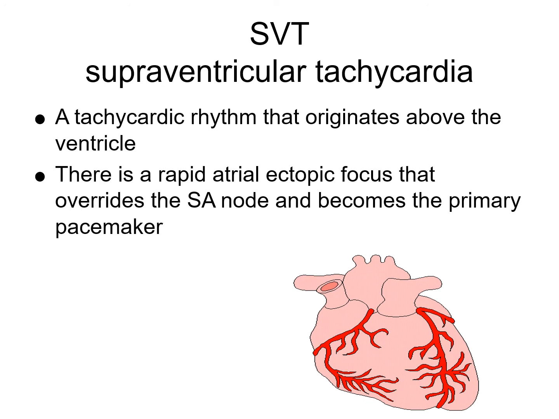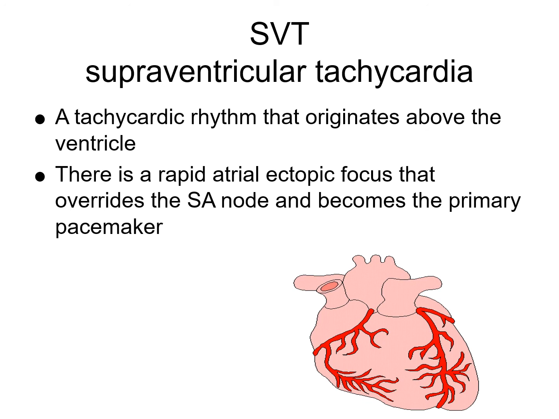SVT, supraventricular tachycardia. That's a tachycardia that originates above the ventricles. There's a rapid atrial ectopic focus that overrides the SA node and becomes the primary pacemaker. So the SA node's not in charge, something else is, but it is above the ventricles, so supraventricular. It does not originate from the SA node. The P waves are visible, and the rhythm may also be called atrial tachycardia. If no P waves are visible due to a very fast rate, then it is SVT.